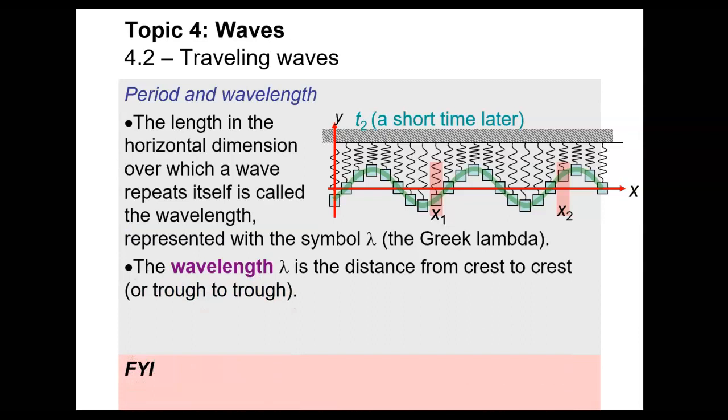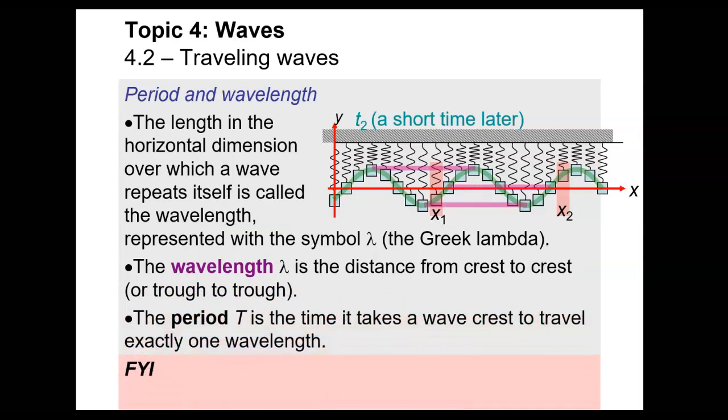Now we've talked about wavelength before, that should not be new. Remember that's given by the Greek letter lambda. We've also talked about period before. Period for a wave is the time it takes a wave crest to travel exactly one wavelength.